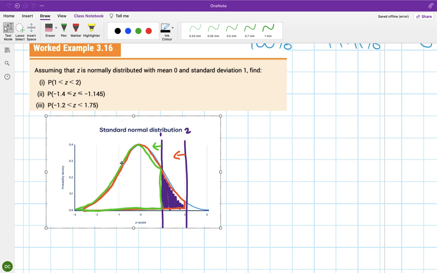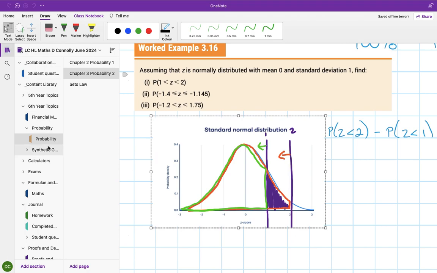So the probability of the z-score being less than 2 minus the probability of the z-score being less than 1 will give you the probability of the purple bit, or the probability of it being between 1 and 2. Yeah? So these are less thans and these are positive numbers, so they can be looked up straight away.